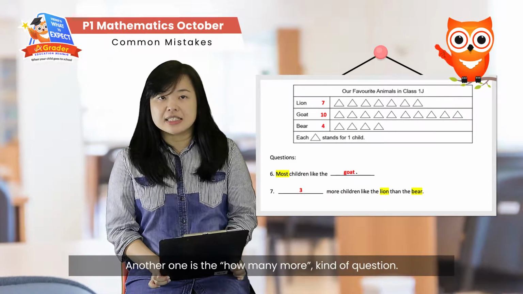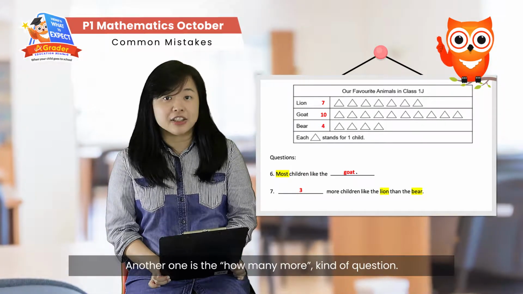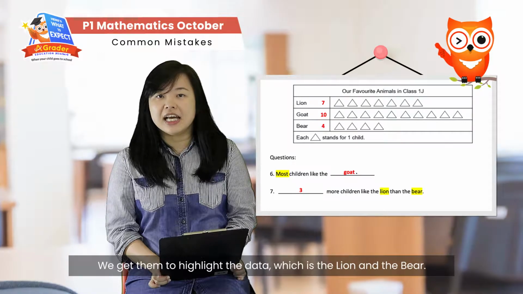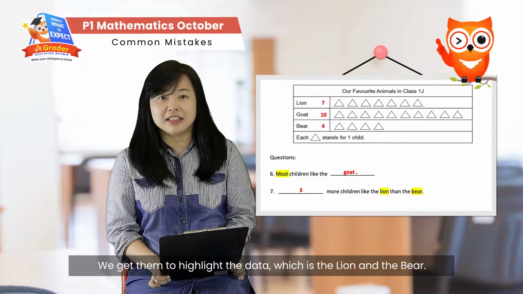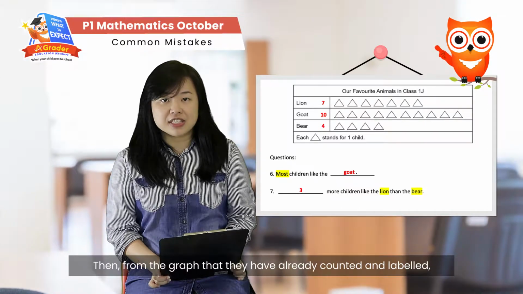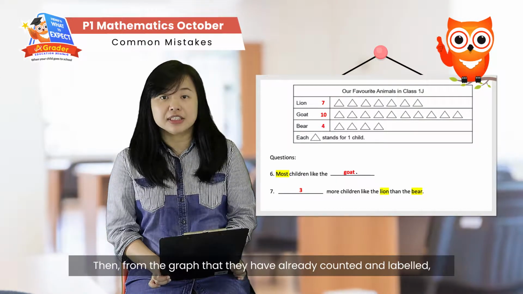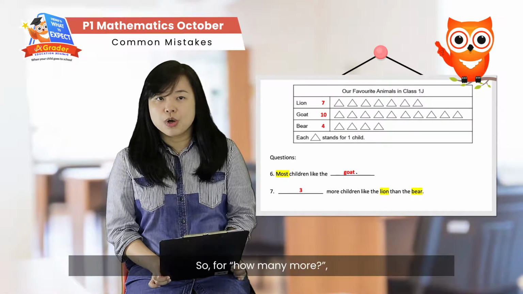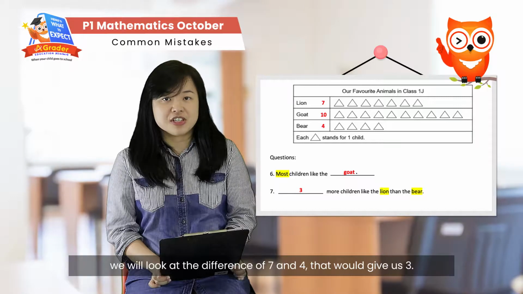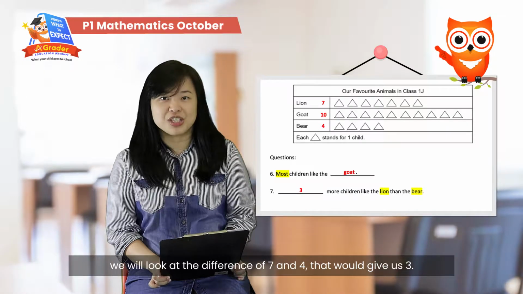The other one is the how many more kind of question. So we get them to highlight how many more, and we get them to highlight the data, which is the lion and the bear. Then from the graph itself that they have already counted and labeled, the lion will be 7 and the bear will be 4. So how many more? We will look at the difference of 7 and 4, that will give us 3.